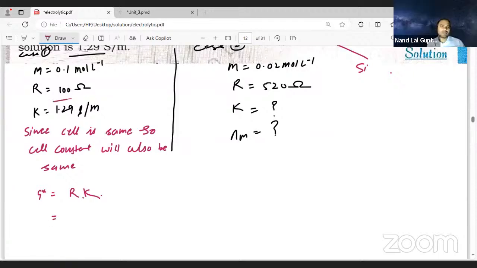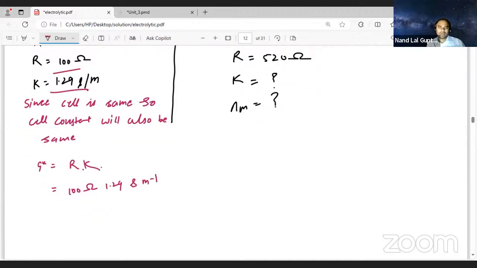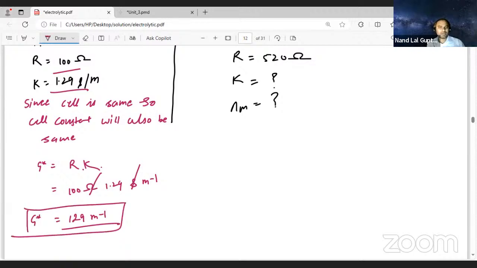So the R value they have given is 100 ohm. The K value they have given is 1.29 Siemens per meter. Now see, Siemens is 1 by ohm, so ohm will be cancelled out. So what is coming? 129 per meter. This is G star, the cell constant. Can you understand this one? Tell me yes or no.